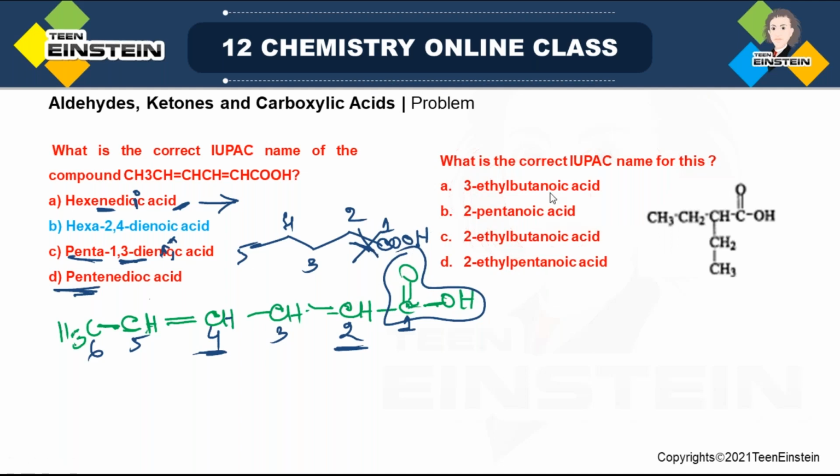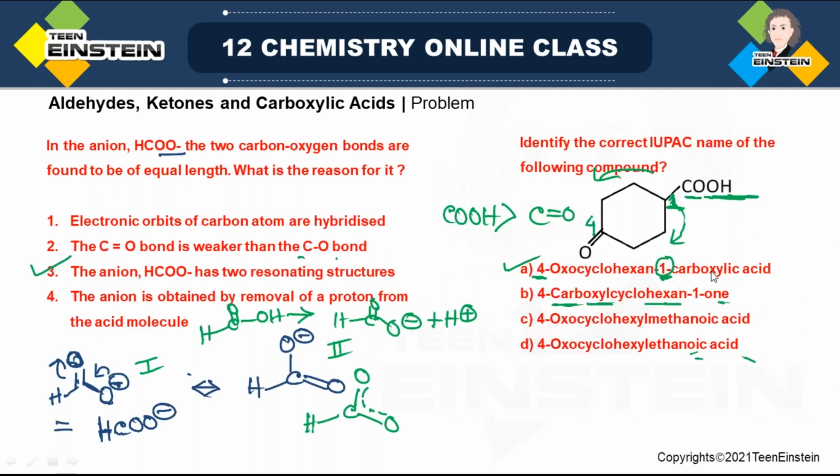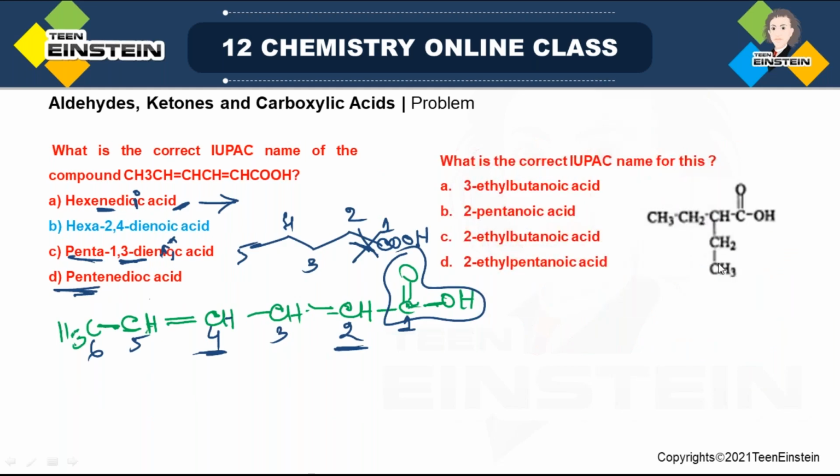Write the correct IUPAC name for this molecule. So the molecule is given. Here we have CO2H and it is not attached to the ring. So numbering will be from this carbon.